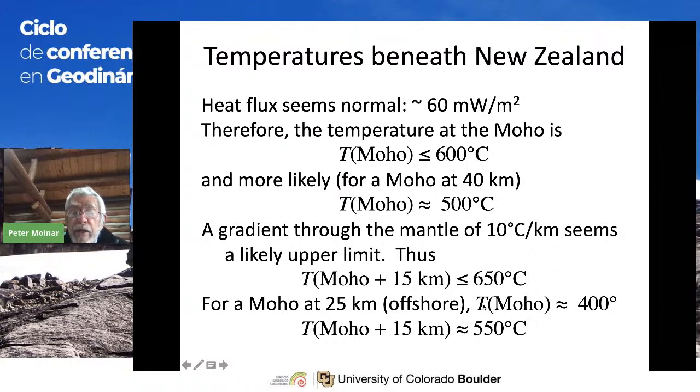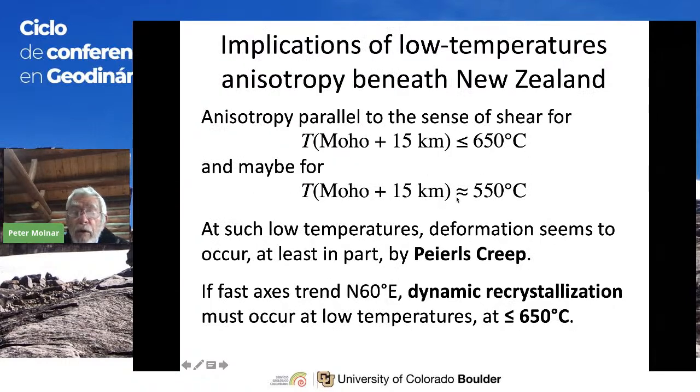The point here is that these temperatures are in the range where Peierls creep is what's important. I've used, as you've noticed, the dislocation creep for some of this, but Peierls creep will be operating at the very shallowest depths.